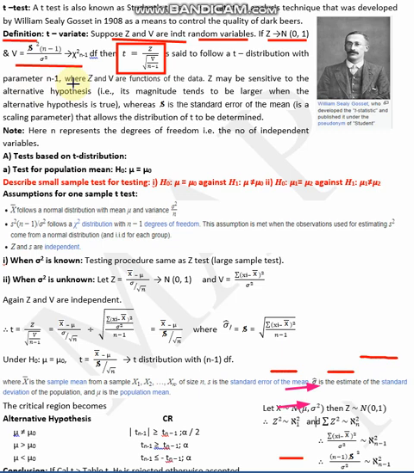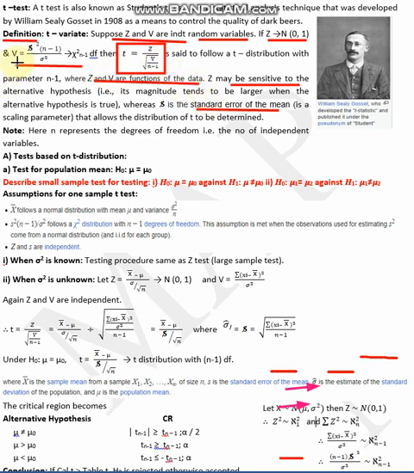What is important in this case is that z and v should be independent random variables, where z and v are functions of the data. Z may be sensitive to the alternative hypothesis, that is, its magnitude tends to be larger when the alternative hypothesis is true. And what is s? S is the standard error of the mean, so it is a scaling parameter. It is divided by s, and normally v represents this s.